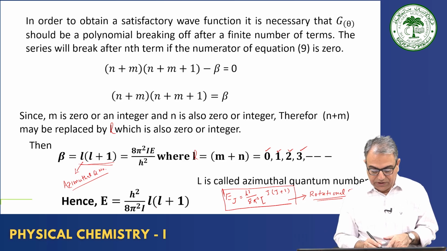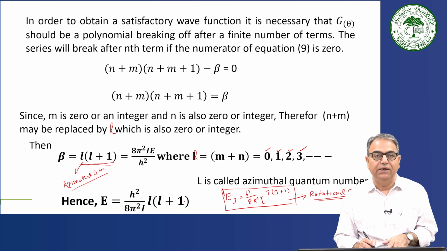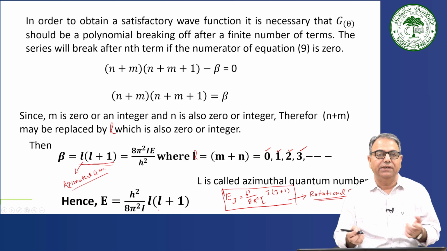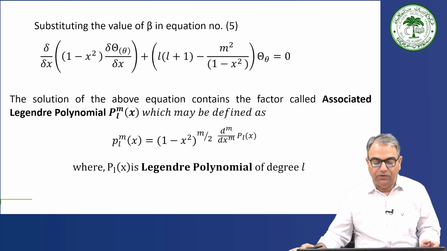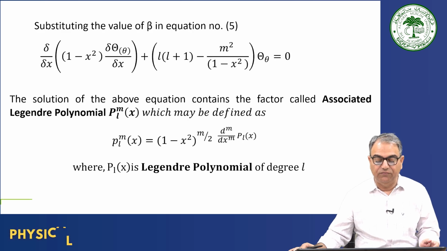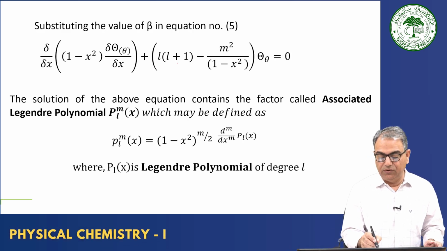If you put L equal to 0, then the energy level will be 0. If you put L equal to 1, then 1 plus 1 is 2, multiplied by 1, so 2h square divided by 8 pi square I, and in between you don't have energy, so the energy level is quantized. As expected, we should get the quantized energy level. Now substituting the value of beta in equation number 5, we started with equation number 5. So we substitute this value of beta, beta is equal to L into L plus 1.